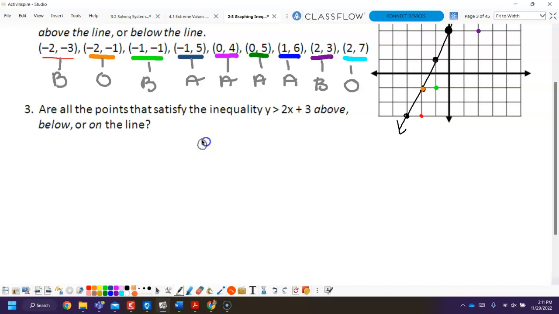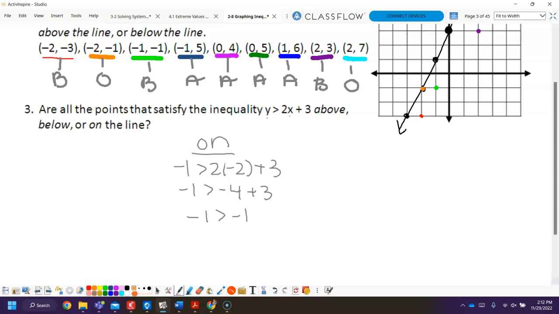So what we're going to do is try plugging in points on the line. So let's just plug in the -2, -1. So -2 is x, -1 is y. So we're going to plug -2 in for x and -1 in for y. And when I plug them in, I get -1 is greater than -1. So this is where it becomes a little bit unique. Is -1 greater than -1?